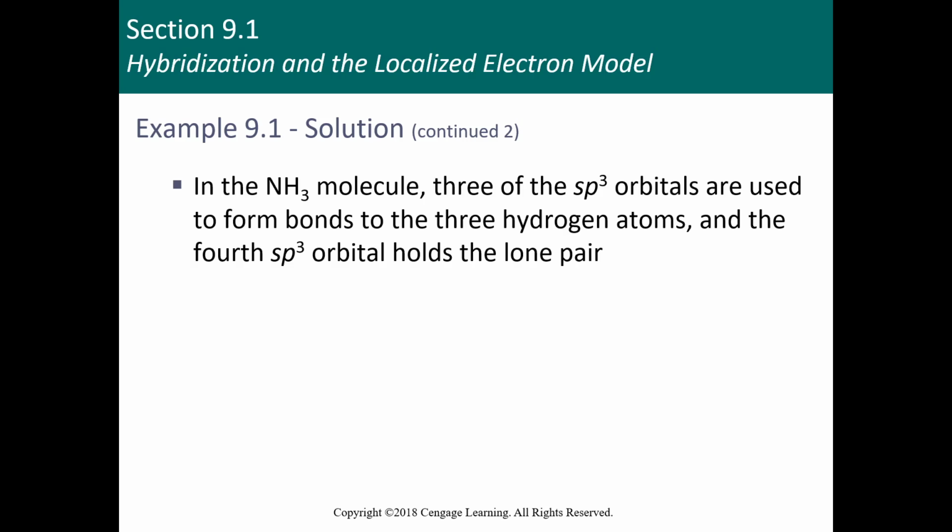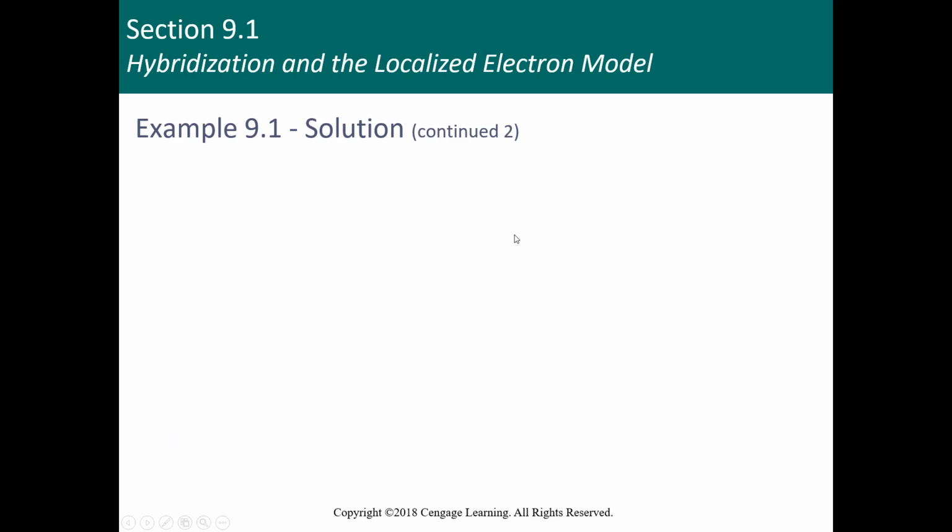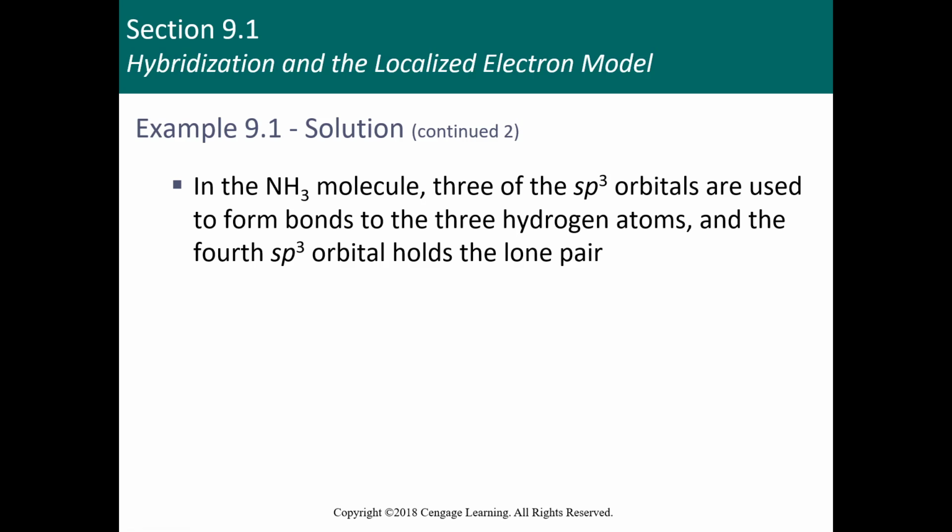All right, now, in our NH3 molecule, 3 of the sp3 orbitals are going to be used to bond our hydrogen atoms. And that's what we're looking at right here, right? These 3 bonds, those would be 3 of those orbitals. The last is going to be used to contain the lone pair. And that will be the last of your sp3 hybrid orbitals.